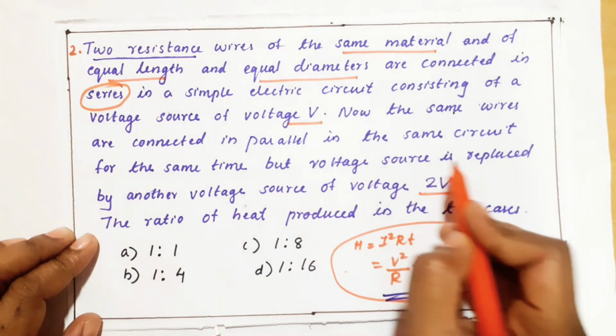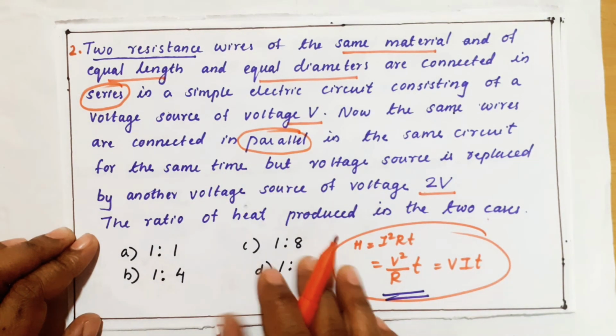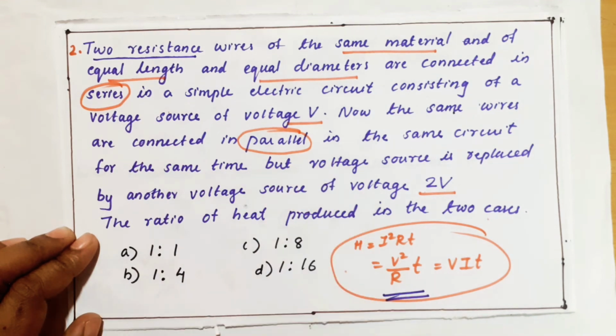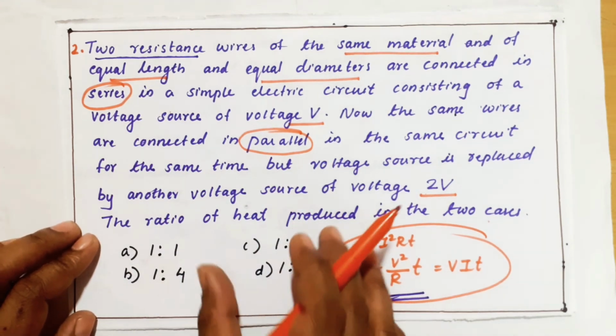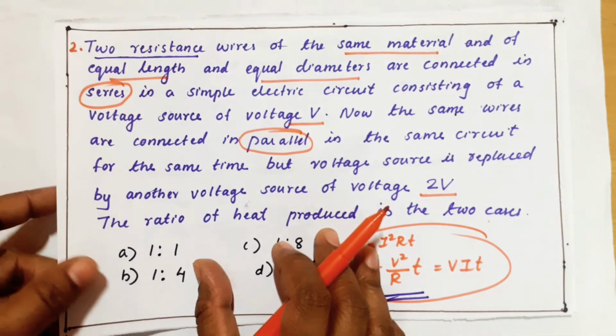Second time, they told you to connect the two resistances in parallel. If you connect them in series, you get a heat. If you connect them in parallel, you will get another heat. I need to find the ratio of the heat produced.